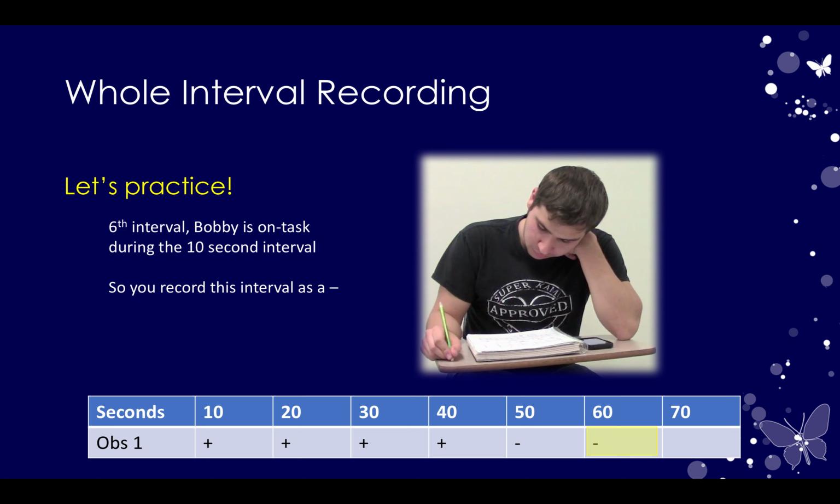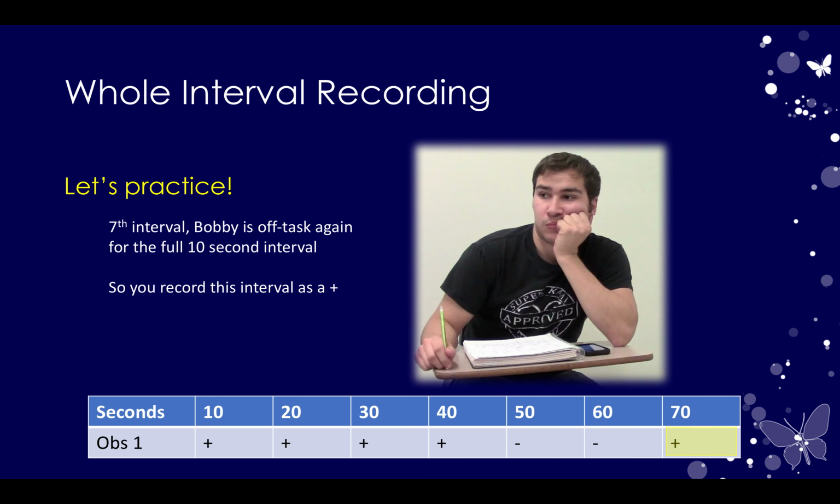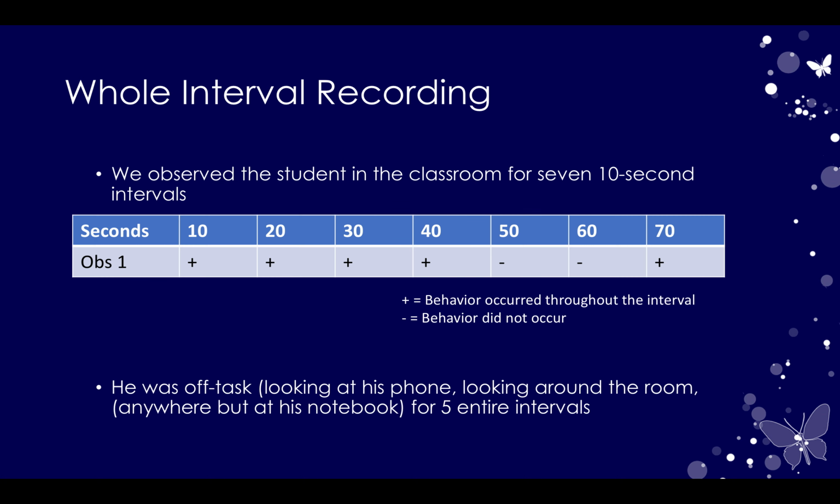In the sixth interval, Bobby is on task again during the 10-second interval. So you would record this interval as a minus. During the last interval of observation, the seventh interval, Bobby is once again off task for the full 10 seconds. So you record this interval as a plus. Now we observed Bobby in the classroom for 7 10-second intervals. And remember, we used a plus if he was off task throughout the entire interval and a minus if he was not off task throughout the entire interval.